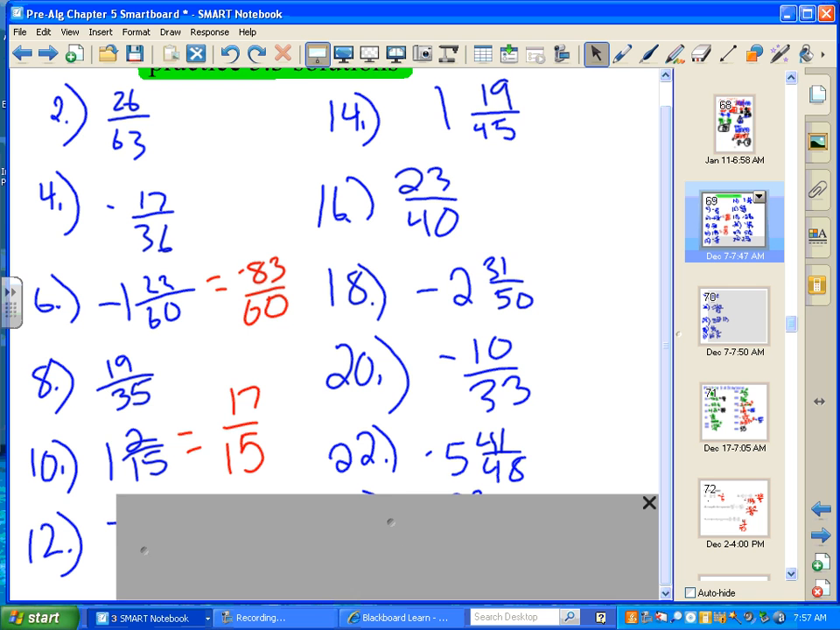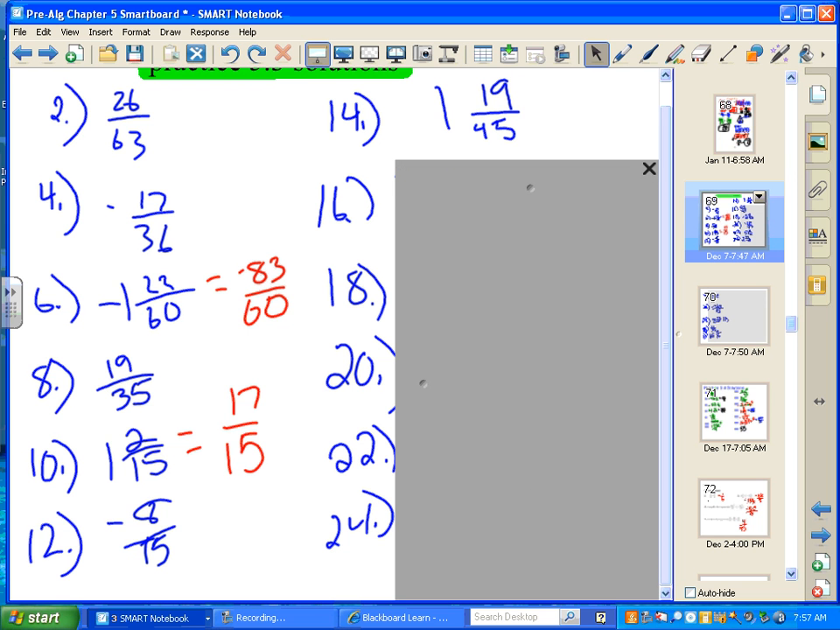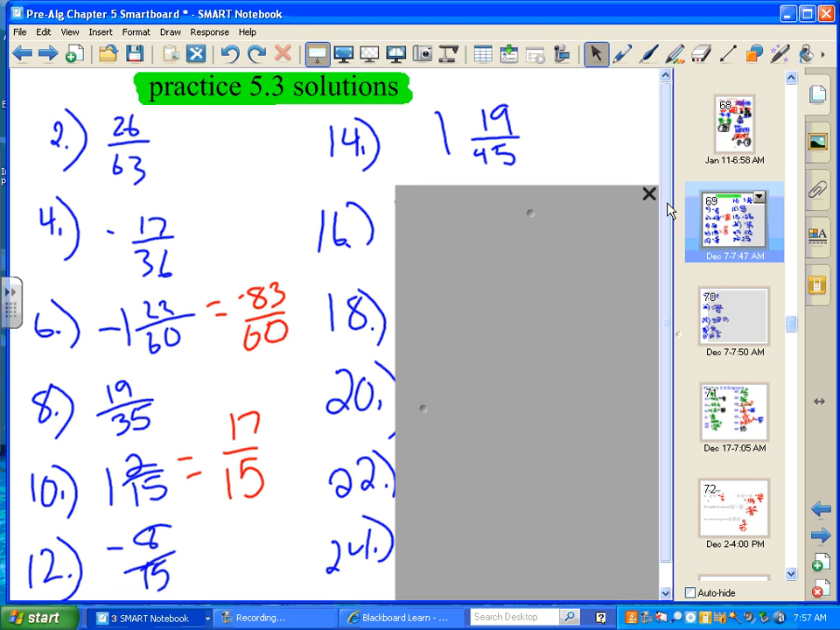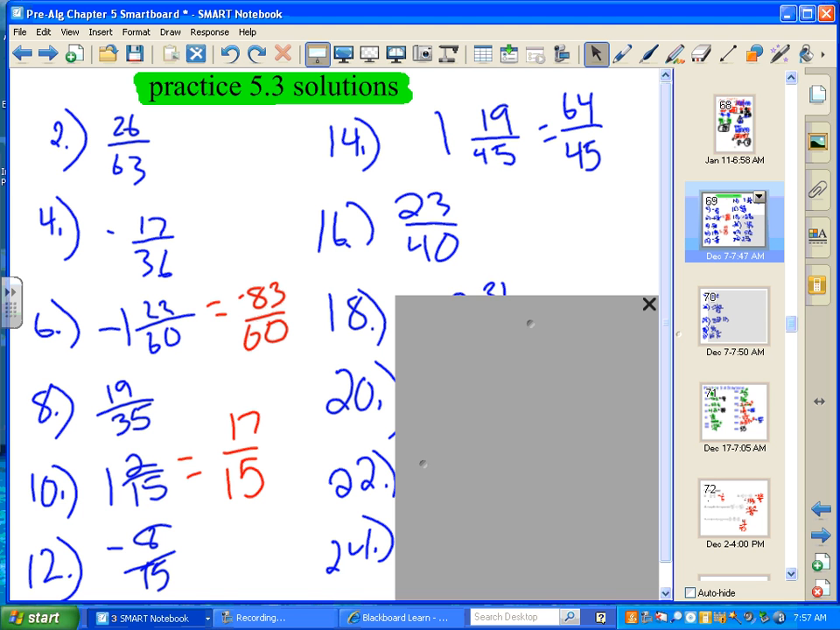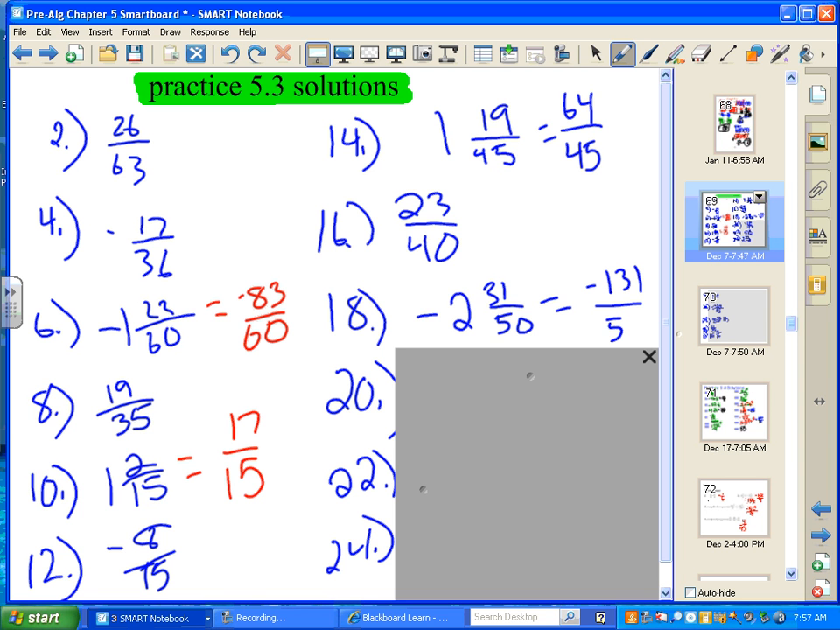Negative 8 15ths, good. Number 14, 1 and 19 over 45. Did anyone write that one as an improper fraction, Charles? Good, 64 over 45, so again, either way. 16, Emma M. Good, 23 over 40. Zach, 18. Good, -2 and 31 over 50, or -131 over 50.